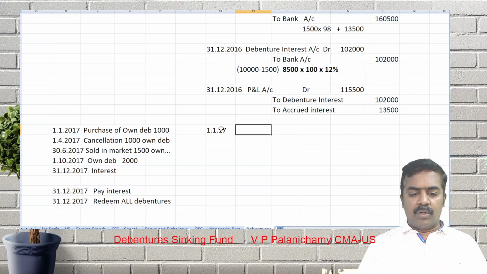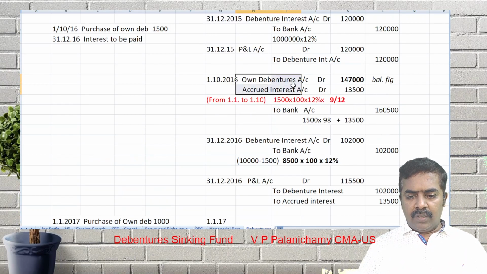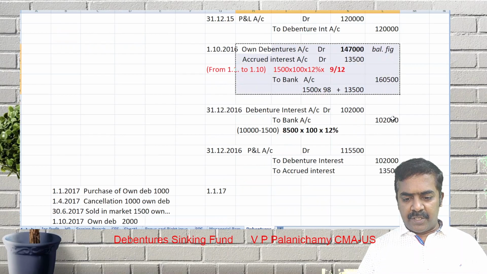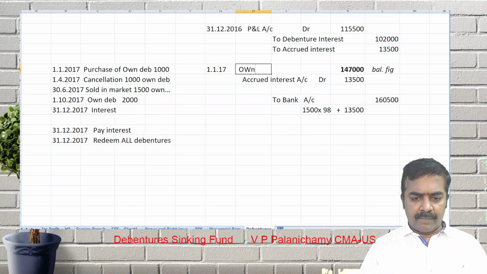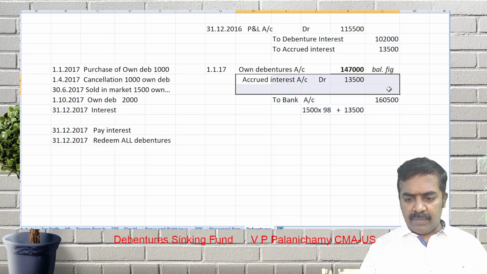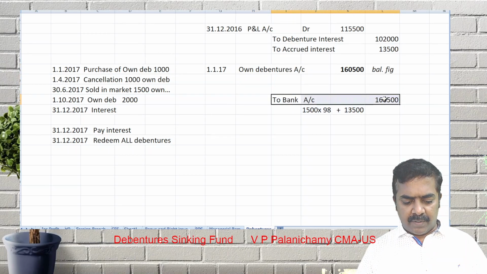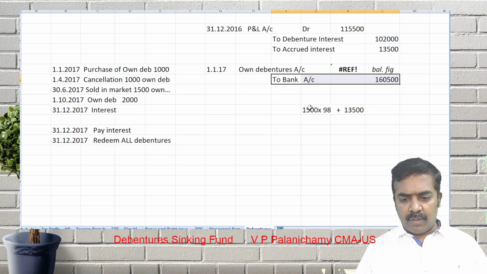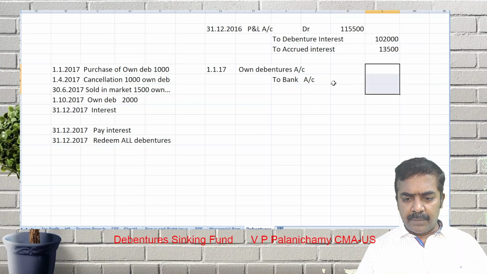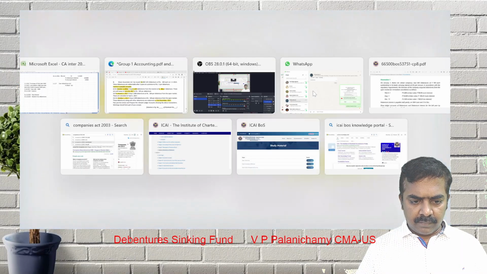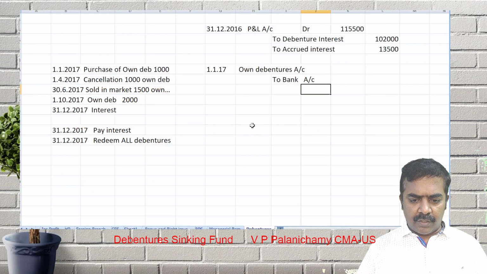On 1/1/2017, we are buying our own debentures. What is the entry you will pass? Own debentures account debit or accrued interest account debit to which account? Bank account. Accrued interest will not come because we are just buying on the next day, a subsequent day purchase. So how much do you pay to bank? 1000 into how much do we pay for debentures? 1000 into 104.